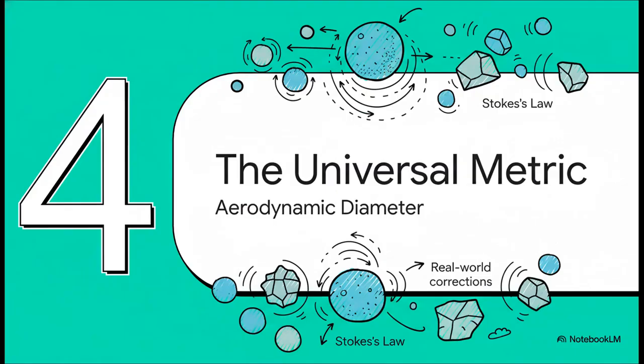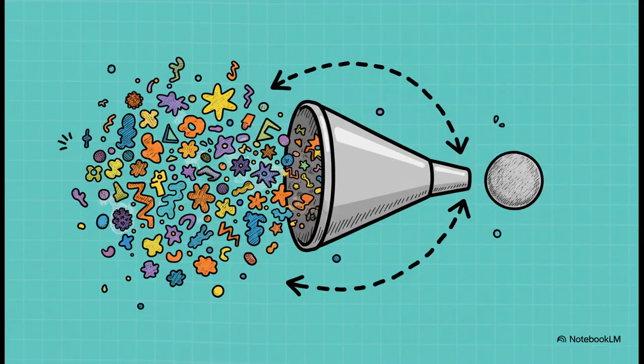So let's just stop and think about this for a second. We have particles of all different sizes, different densities, and all these funky, irregular shapes. It's a total mess. How on earth are we supposed to compare them fairly? We need some kind of universal yardstick. And that yardstick, the thing that brings order to all this chaos, is the aerodynamic diameter. And I'm not exaggerating when I say this is probably the single most practical, most important concept in the entire field.